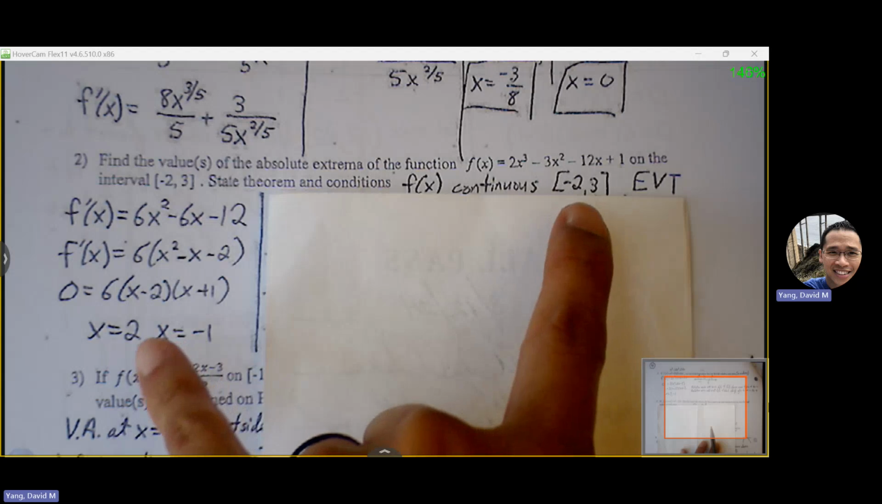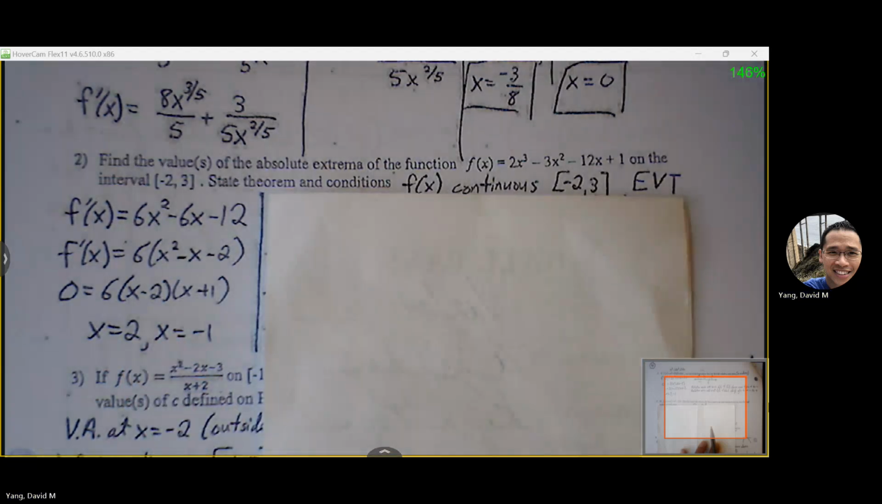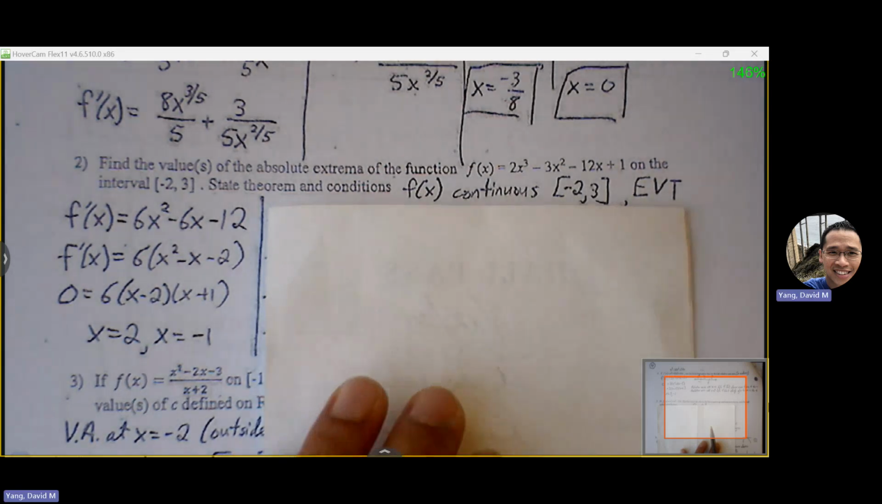And how do we test them? Plug them where? A original, yeah, because now we're looking for physical locations. We want to know, hey, where are the y values so we can compare them. And in the end, you're only going to give me the y values. You'll say absolute max value is whatever the highest y value is. Absolute min value is whatever the lowest y value is. Don't give me order pairs. Don't give me x values, just the y values.